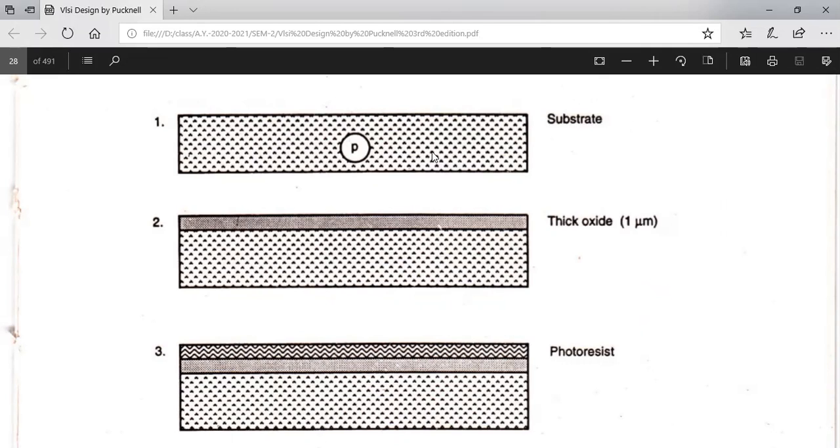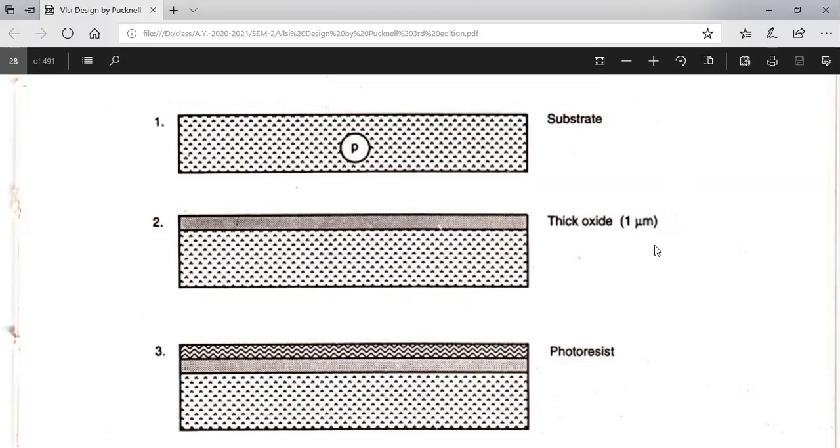Over that, with the help of the oxidation process, I am forming a thick oxide. Generally it will be in the thickness of 1 micrometer. So we call it thick oxide.